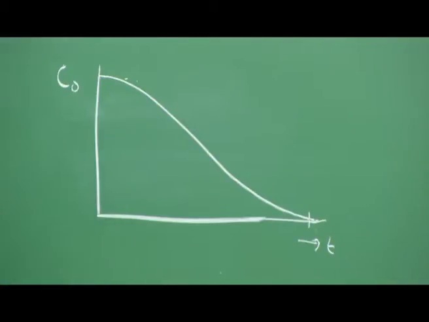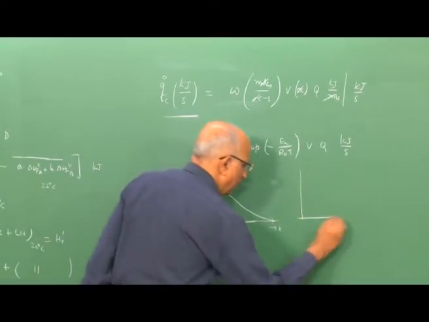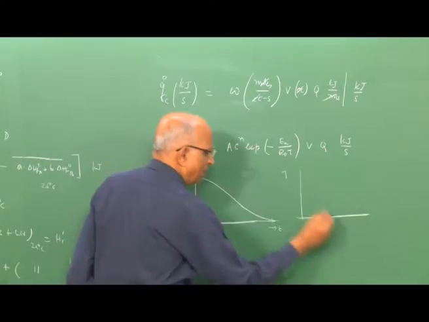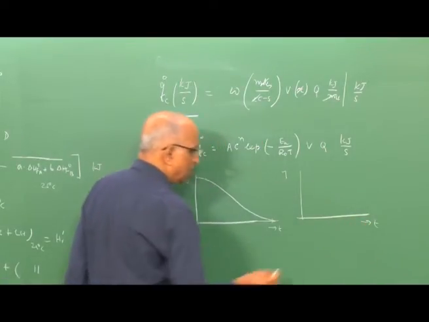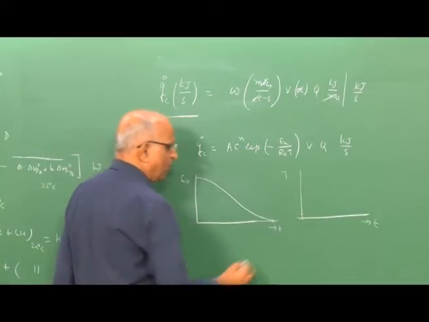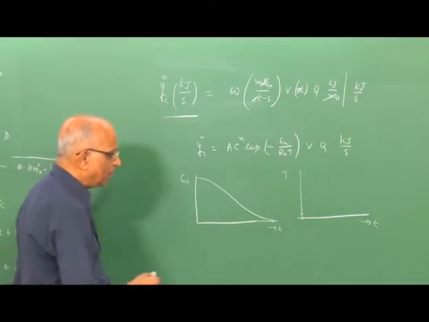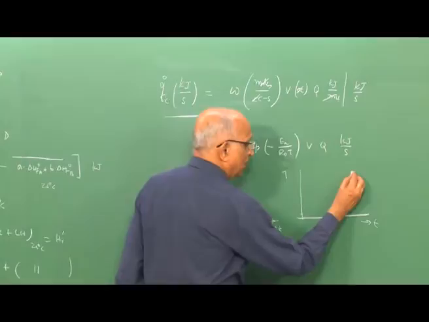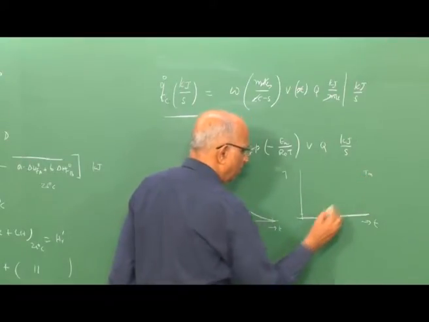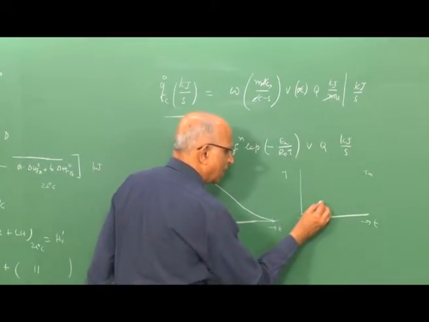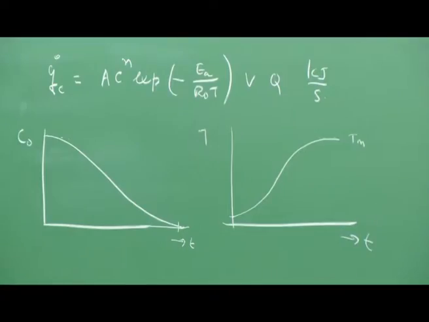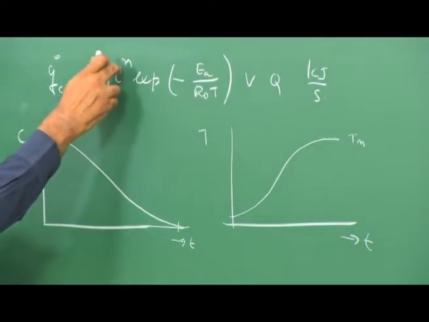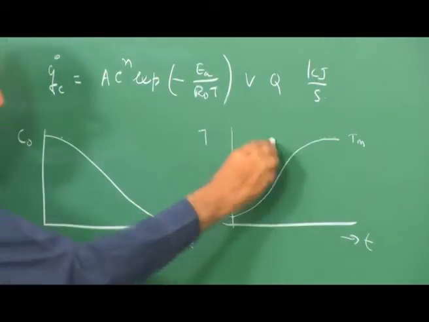If I look at temperature, the temperature initially was ambient, and we are plotting temperature with respect to time. Initially, let us say 25 degrees centigrade is the temperature. Finally, everything is burnt, I get the maximum temperature, and we said the rate of a reaction goes like this. This is the way that temperature varies. And we were able to put C, the concentration, at any time.